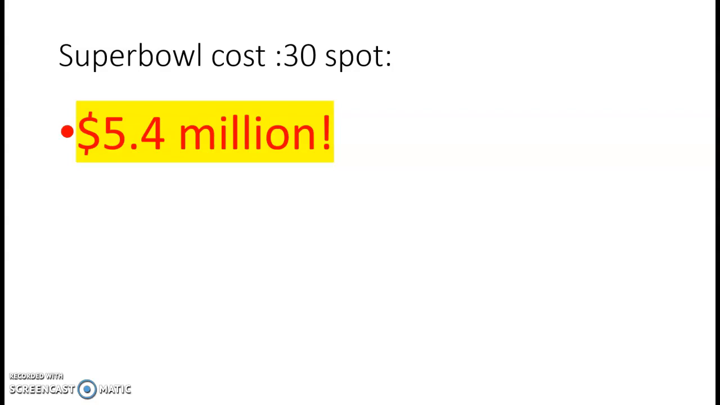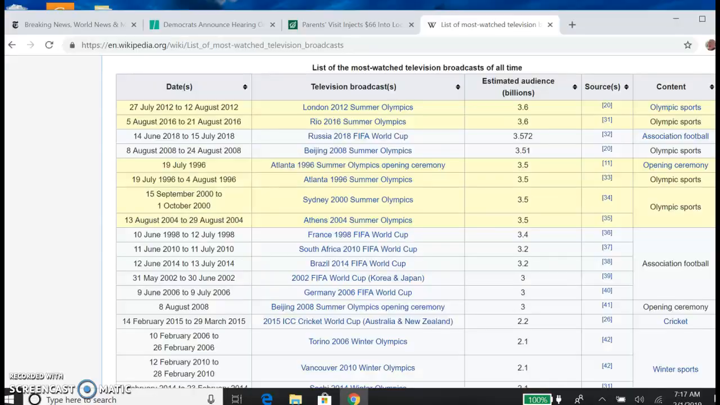Being on the Super Bowl kind of says something about your company. It's like having an ad in Times Square. It sort of says you've arrived. So there's lots of value to this expensive Super Bowl spot. But boy, that's a lot of money.